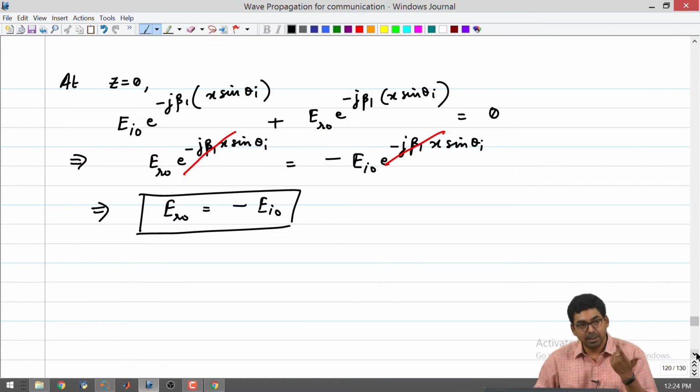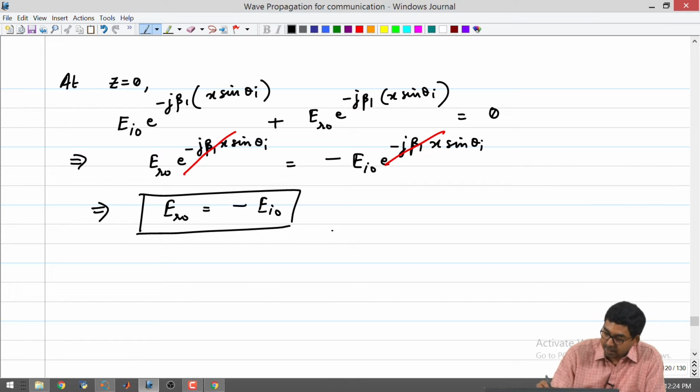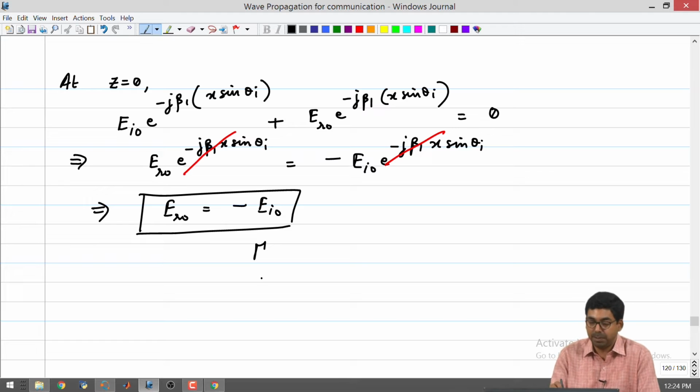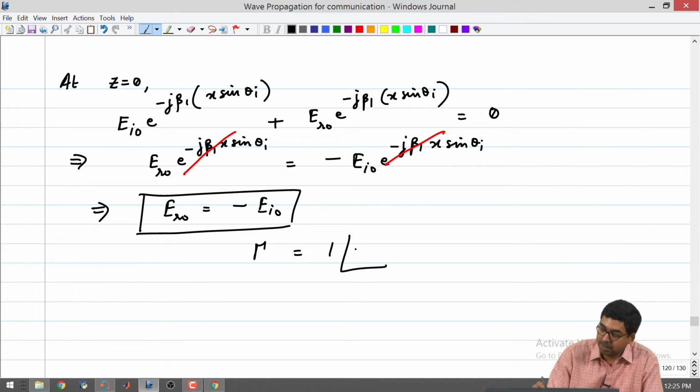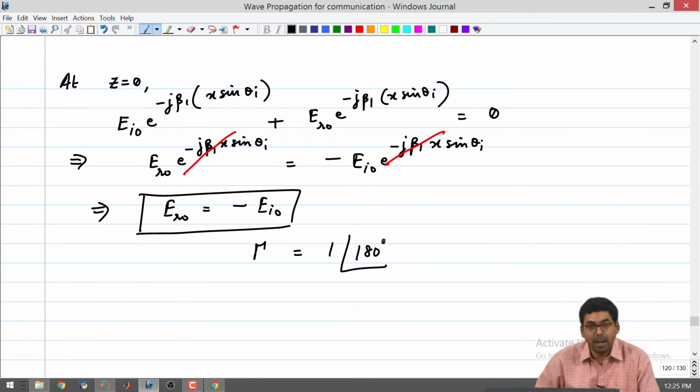This tells me two things. First of all, it tells me that the magnitude of the electric field reflection coefficient is equal to 1, and it also imparts a phase of 180 degrees to the reflected field with respect to the incident field. So, they are out of phase by 180 degrees. You can always say that this is at an angle of 180 degrees, or you could simply write this as minus 1, there is no harm in that also.